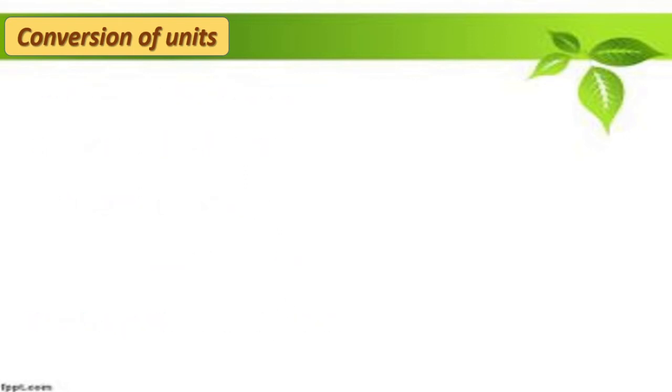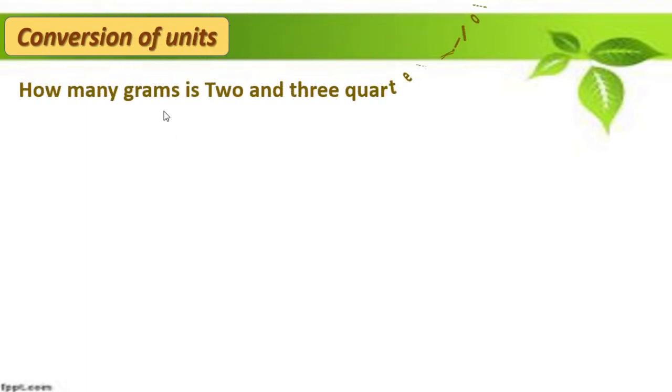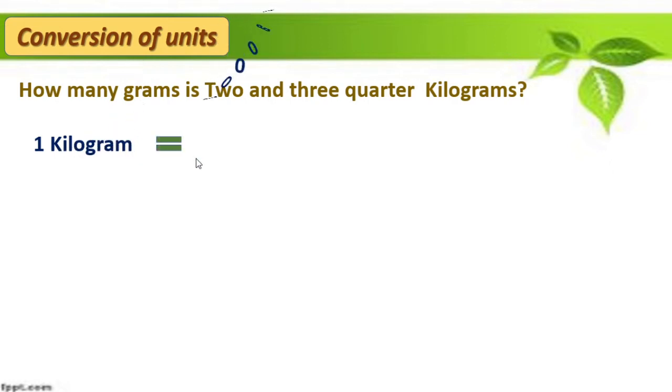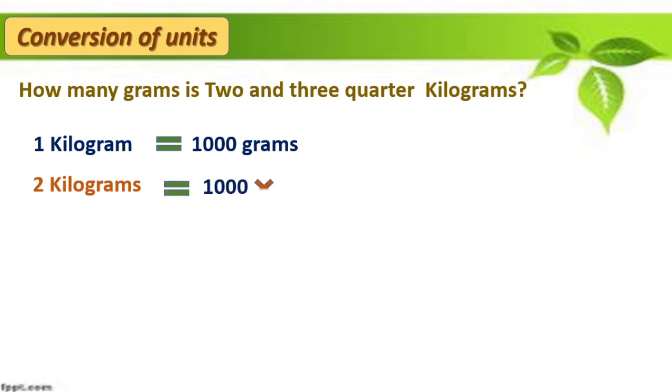One more example we will go through. How many grams is 2 and 3 quarter kilograms? 2 and 3 quarter. Remember this? Okay. Now first we will go for 2 kilograms. Yes, we know that 1 kilogram is equal to 1000 grams. Therefore, we will find out for 2 kilograms. So 2 kilograms is equal to how much? 1000 multiplied by 2. That is nothing but 2000 grams. 2000 grams. Isn't it?